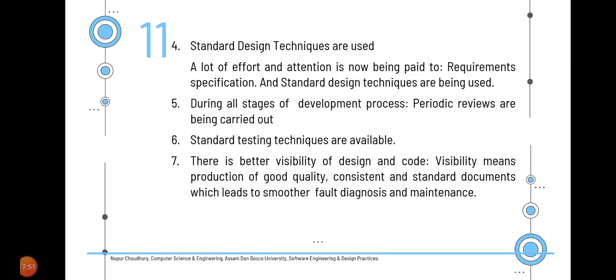The fifth important difference is that during all stages of the development process, periodic reviews are carried out in modern software development techniques. These periodic reviews not only enable the manager or the team to keep up with any deadline-oriented issues or resource-oriented issues, but they also keep a check on the cost as well as other project management parameters.